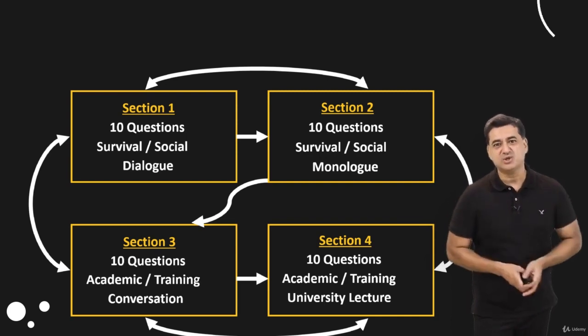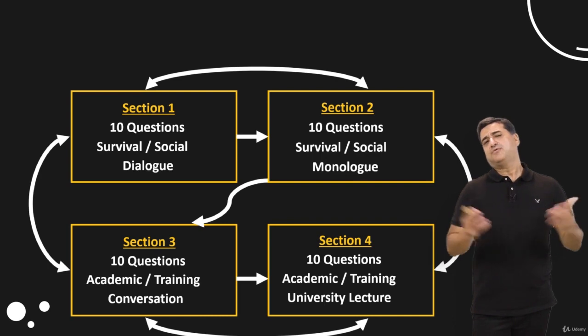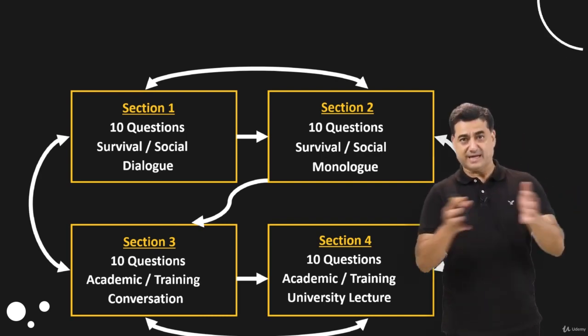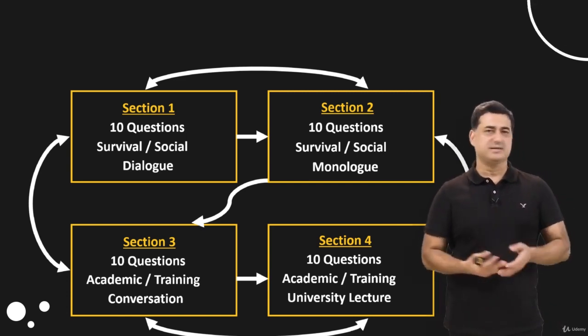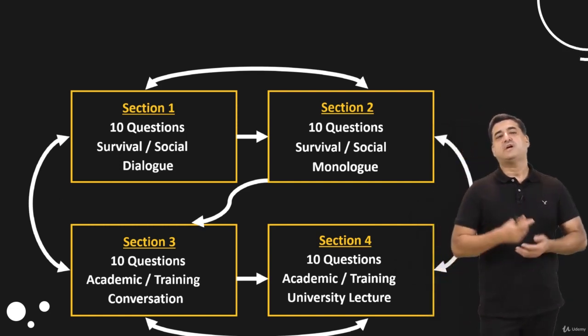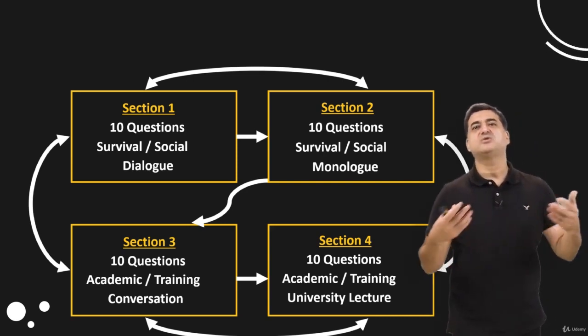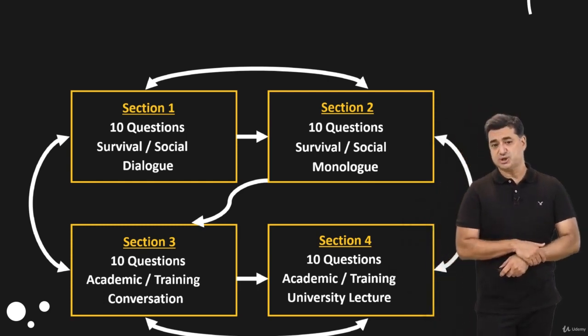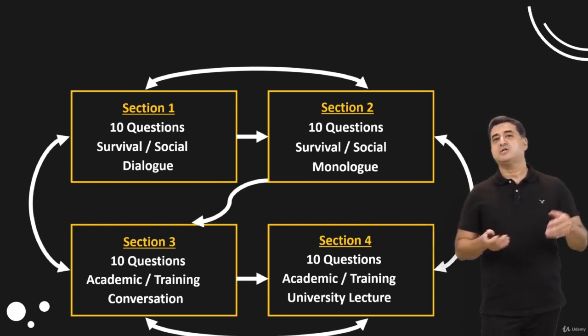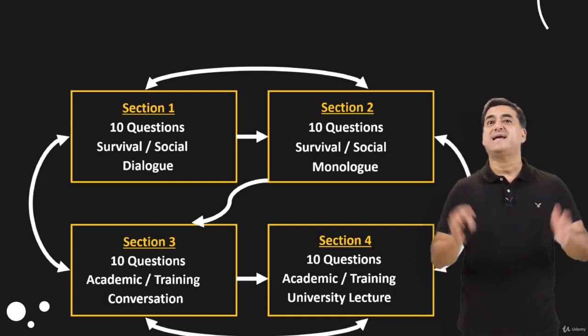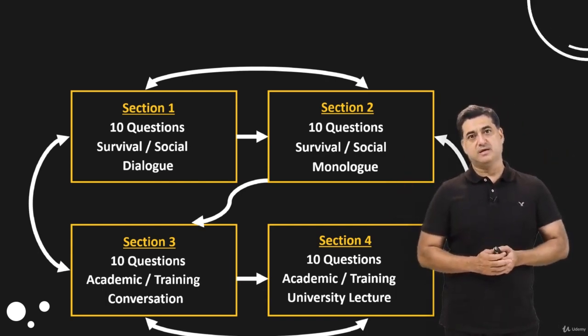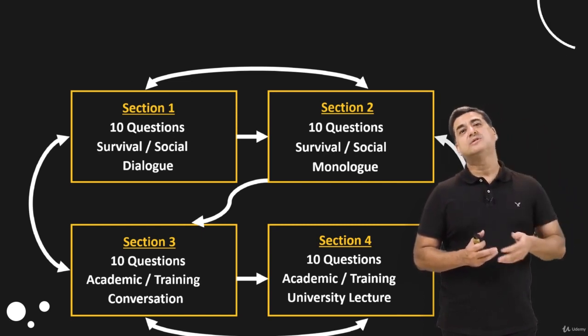So let's move on further and summarize what I just told you. The IELTS listening test has 4 sections. Each section has 10 questions. The first 2 sections are similar in one way, that the topic is survival or social. They mean the same. So whatever you will be listening to in the first 2 sections would be related to survival or social, the conversation that might take place in day-to-day life. And the last 2 sections, the conversation or the lecture that you would be hearing would be based on an academic or training environment. So the first 2 are a little easier, the last 2 slightly more challenging.